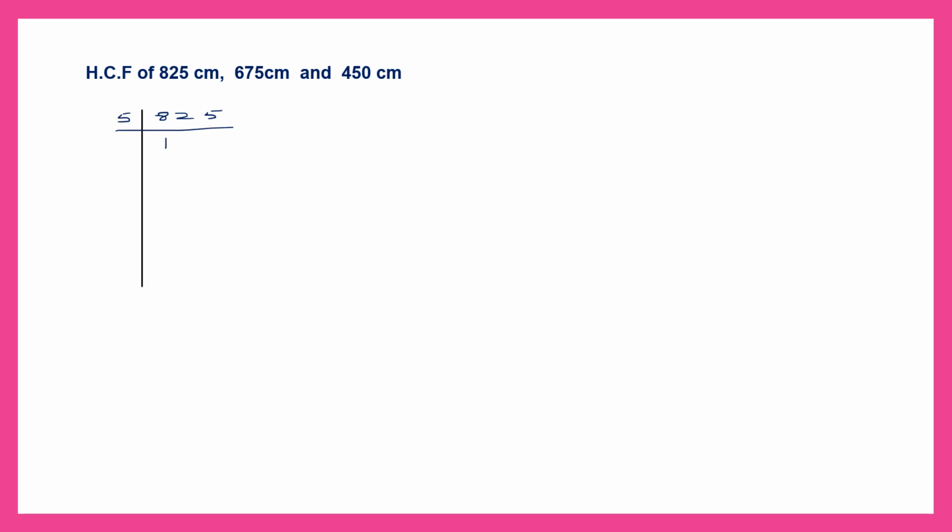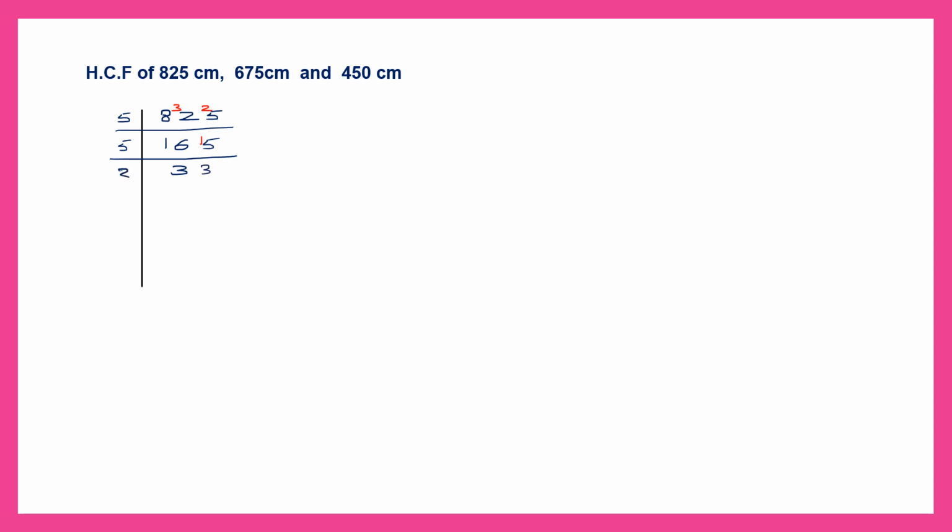5 ones are 5. Now 6, 7, 8. So that's 3 there. So the number is 32. 5 sixes are 30. 1, 2. You have 2 there. So that's 25. 5 fives are 25. Now let's continue to divide with 5 itself. Now let's take 16. 5 threes are 15. And there's 1 remaining which we put here. Now it is 15. So 5 threes are 15.